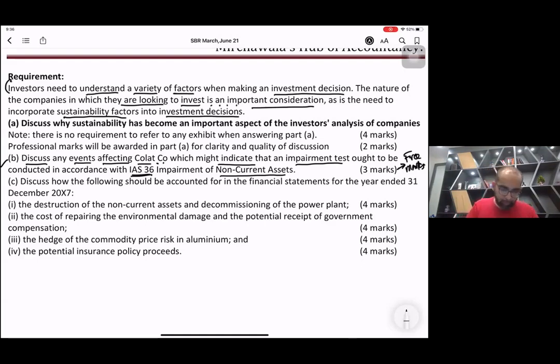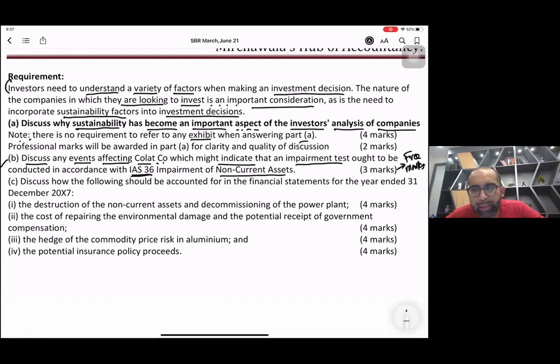Bold requirement. Discuss why sustainability has become an important aspect of the investor's analysis of companies. Note, there is no requirement to refer any exhibit when answer this part A. You don't need to connect with the question. General discussion, 4 marks.